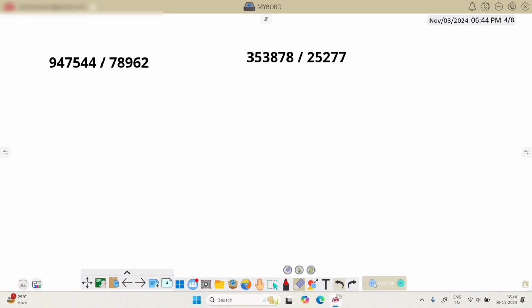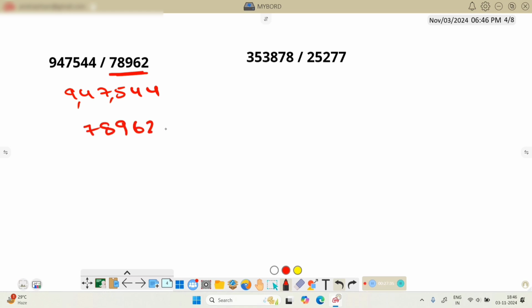Okay, see here the numerator number they have given, 947544. If you divide this number, see here the number they have given, 9,47,544. And if you see the denominator, the number they have given is 78962. So you just divide this number in thousands and lakhs. So here you will get 78,962. Here they have given 9,47,544.